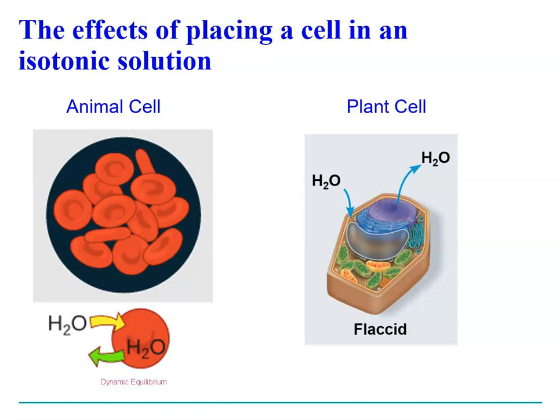Now take a look at the plant cell. You can also see there's both water going in and out of the cell. So this is also in a state of dynamic equilibrium. But in this state, the plant cell is said to be flaccid. So that word, when referring to a plant, means that it's maybe not standing as upright as it could be.